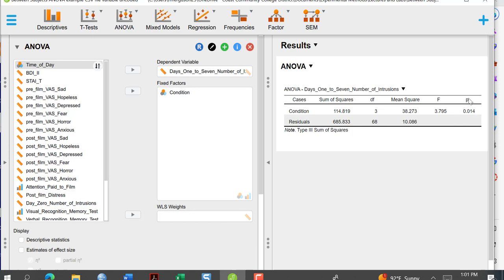Now, is this p-value less than 0.05? So is 0.014 less than 0.05? Yes, it is, meaning that there is a significant difference between the groups. The group means are unequal.